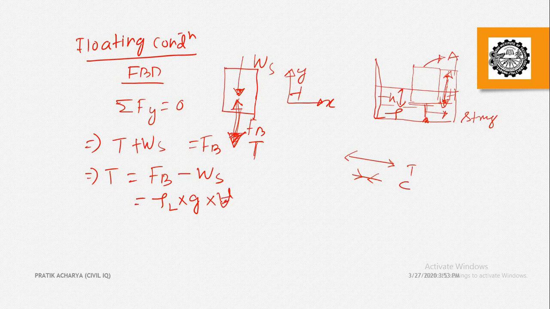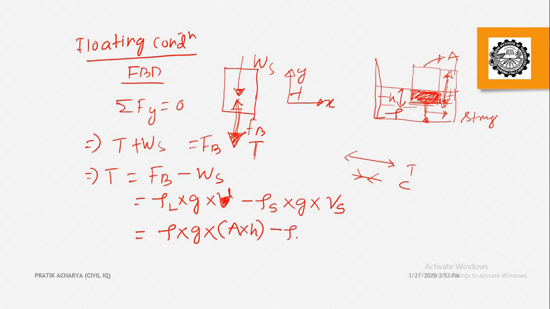How much volume has been submerged? This is the part that has been submerged under the water. And minus the density of the solid body into g into the volume of the solid body. So the density is given as rho, the density of the liquid, and g, and the volume of the submerged part. What should be this volume? Cross-section area is given, so the cross-section area into small h, minus the density of the body into g, and the volume of the solid body is given as A into capital H.